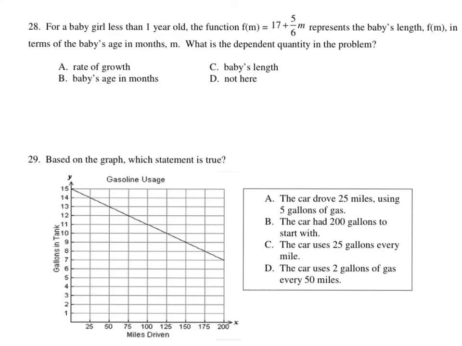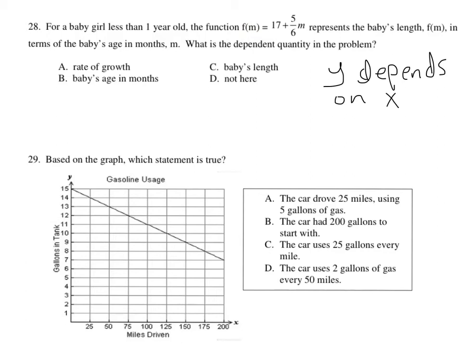28. For a baby girl less than 1 year old, the function f of m equals 17 plus 5/6 m represents the baby's length, f of m, in terms of the baby's age in months m. What is the dependent quantity in the problem? Okay, so dependent quantity, we are looking for the y value in this problem, because y depends on x. Okay, and in this problem, f of m is taking the place of y. So f of m represents the dependent quantity.